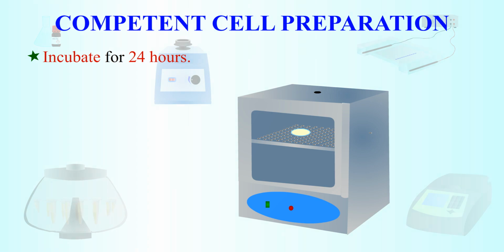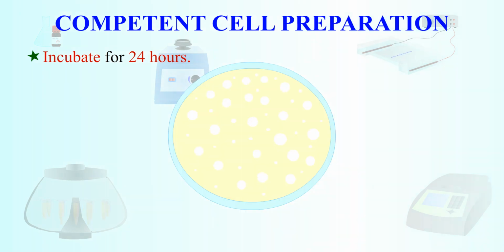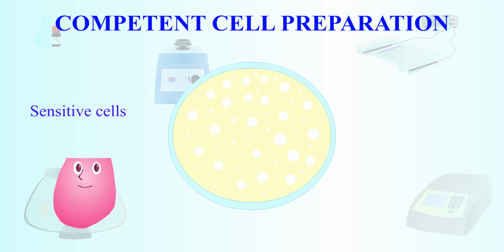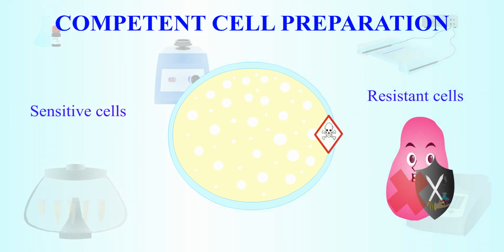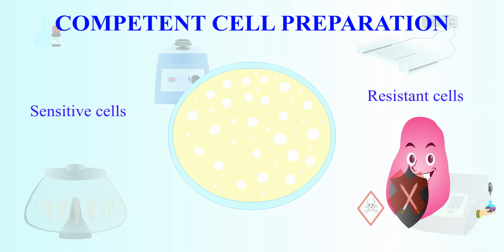Incubate for 24 hours. Only transformed cells will grow in the medium containing ampicillin, since the original cells are sensitive to ampicillin, but the plasmid DNA has an ampicillin-resistant gene.